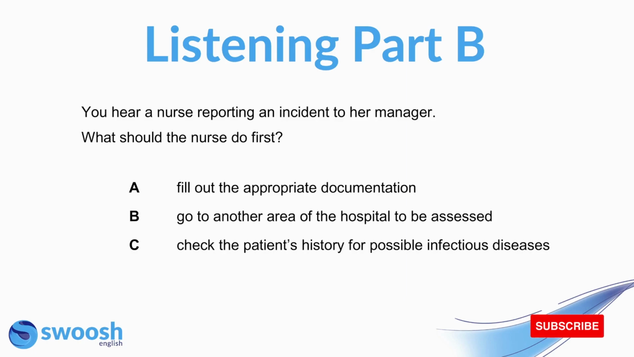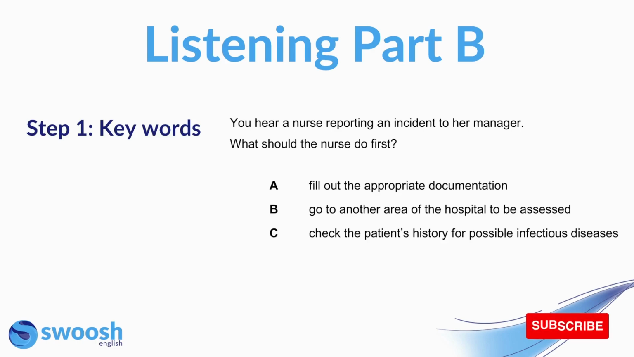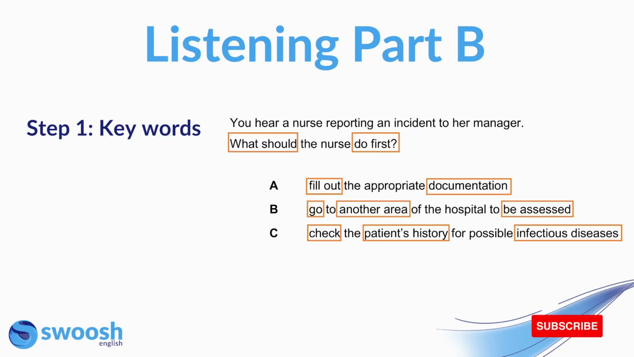Here's an example of a question. We've got our context statement, our question, and our 3 answer options. Once again, we're going to use the preparation time to first look for the key words. So here are the keywords identified in the question and the answer options, and you can see that they are nouns, verbs, and adjectives. Next will be to look for synonyms.